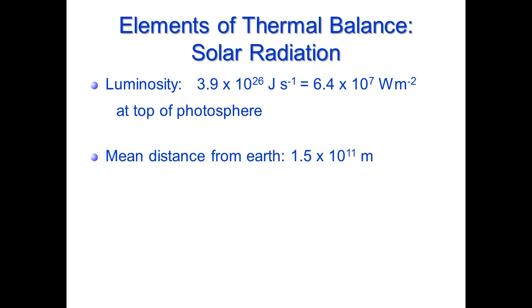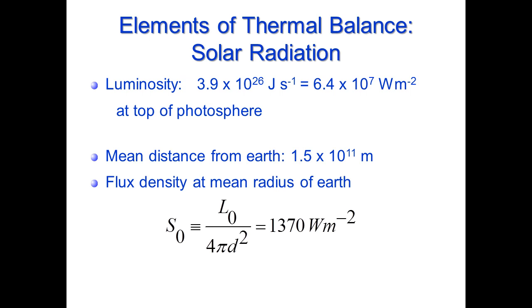Now, if we take into account that the average distance of the Earth from the sun is about 150 billion meters, this tells us that the flux density of solar radiation at the mean radius of the Earth, which is just its luminosity divided by the area of the sphere, is about 1,370 watts per meter squared. We call that the solar constant. Now, as we'll see later in the course, it isn't exactly constant. It does fluctuate a little bit with time, but in small parts of 1%.